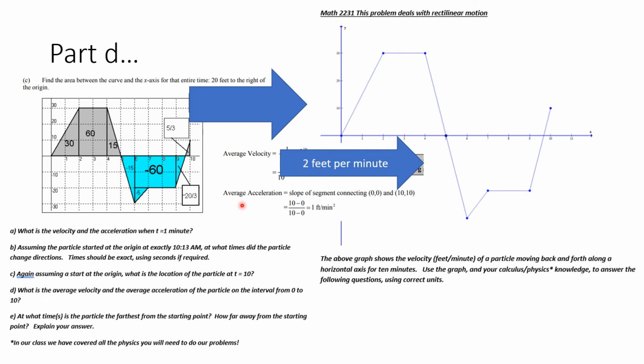In a similar way, the slope of the velocity curve, the change in velocity with respect to time, is the average acceleration. So the average acceleration is the slope connecting, and here your velocity is 10, your velocity was 0 here, so it is 10 minus 0 over 10 minus 0 time, so that is 1 feet per minute squared. And so that is the average velocity and average acceleration.